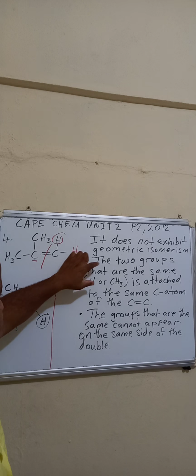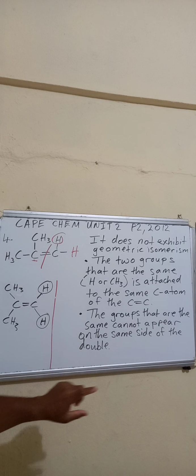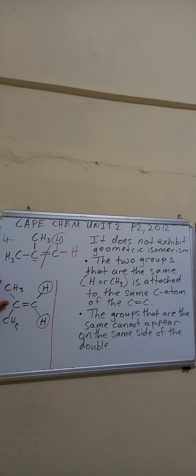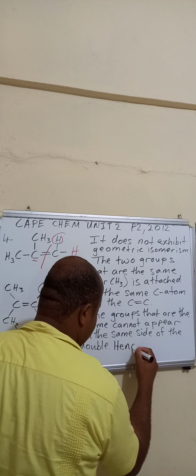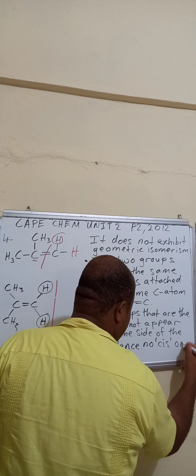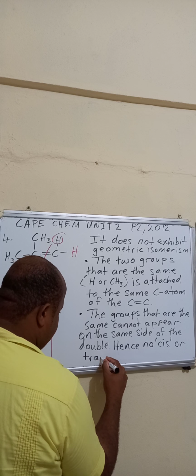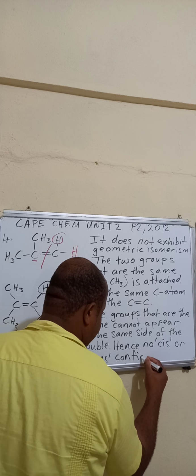So we have the two groups that are the same, right? Attached to the same carbon atom of the double bond. So because of that, the groups that are the same cannot appear on the same side. Hence, no cis or trans configuration.